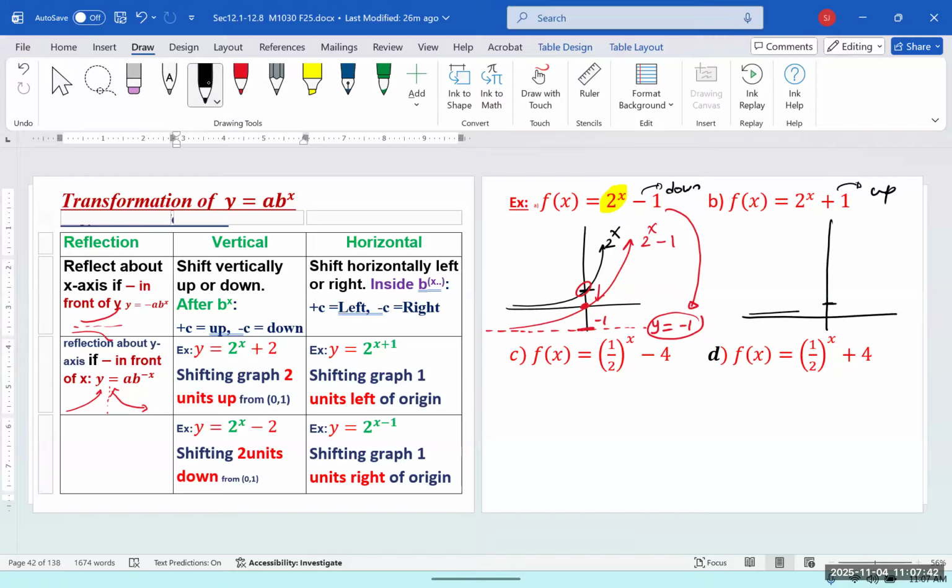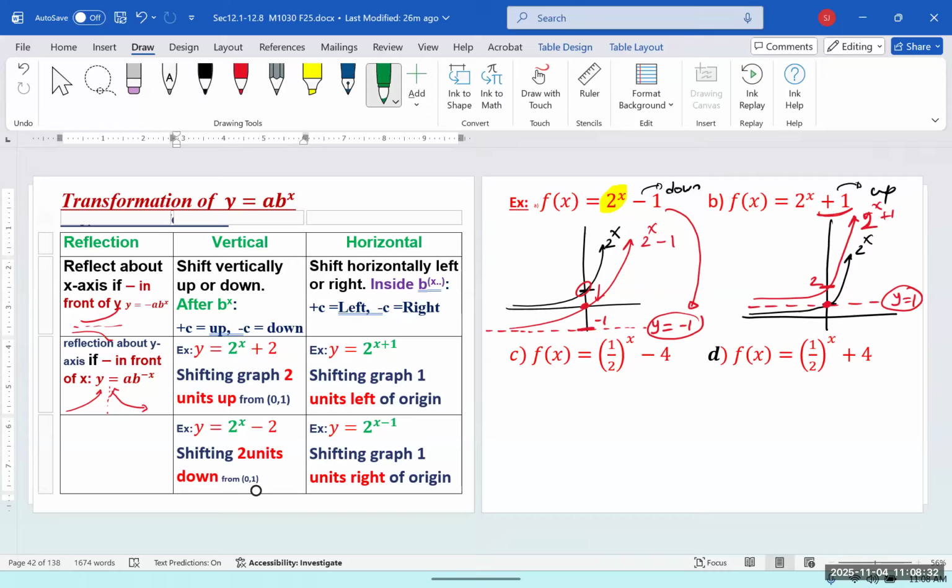The normal graph goes through y value 1, 2 to the x. But this time you are shifting 1 unit up. So you're taking this y-intercept and shifting 1 unit up. So your new graph will go to the y value 2. So this is 2 to the x plus 1. And the line you cannot cross this time is this one, y equals 1. This is your horizontal asymptote.